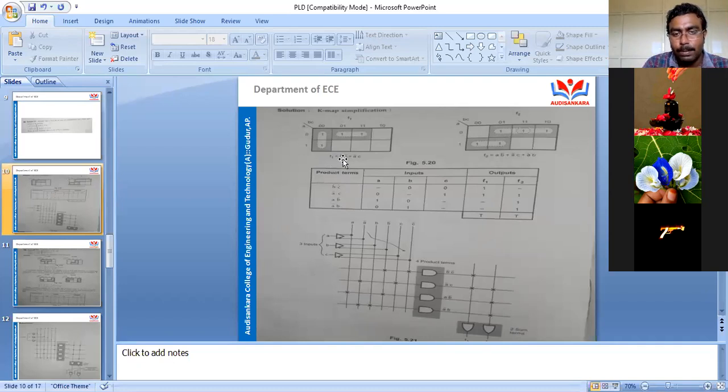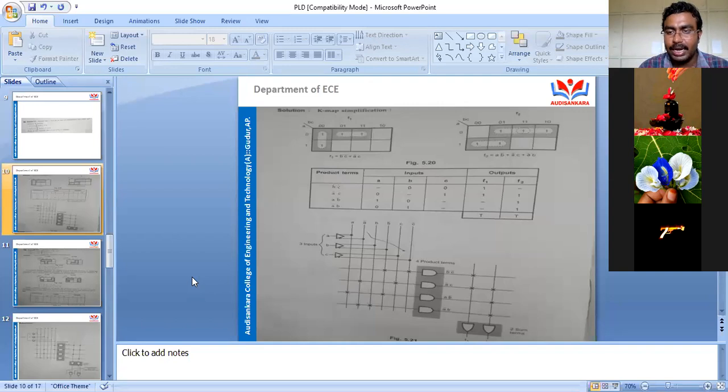F1 is equal to B bar C bar plus A bar C. So take the connection from B bar C bar and A bar C, give it to the OR gate. In F2, you have three product terms, students. They are A B bar, A bar C, and A bar B. So from the three product terms, I'm taking connections to the function F2 here. So this is how I am going to design a PLA here.